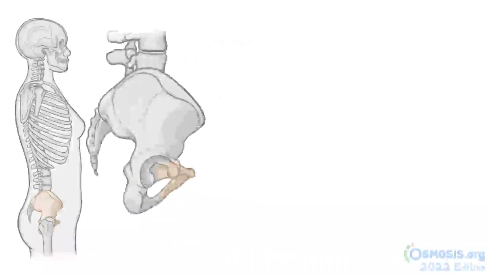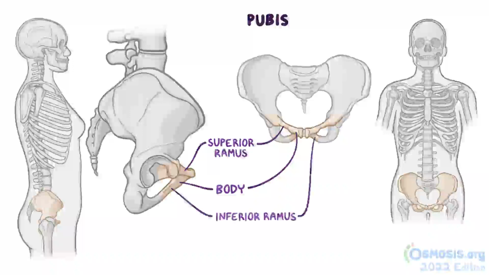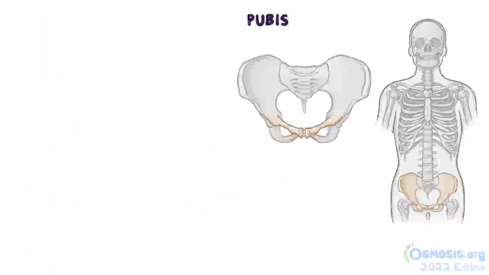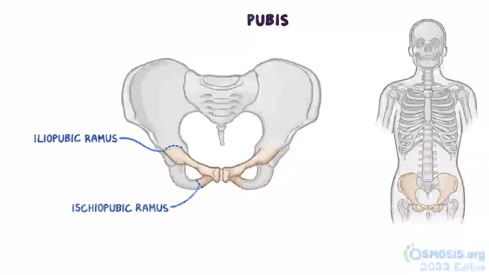Alright, now let's move on to the third and final part of the hip bone, the pubis. The pubis has three parts, a body, superior ramus, and inferior ramus. The body of the pubic bone is the thickest, most anterior part of the pubic bone. The superior ramus of the pubis connects to the ilium, forming the iliopubic ramus. The inferior pubic ramus connects to the inferior ramus of the ischium, forming the ischiopubic ramus. The angle at which both of these converge is called the pubic arch.